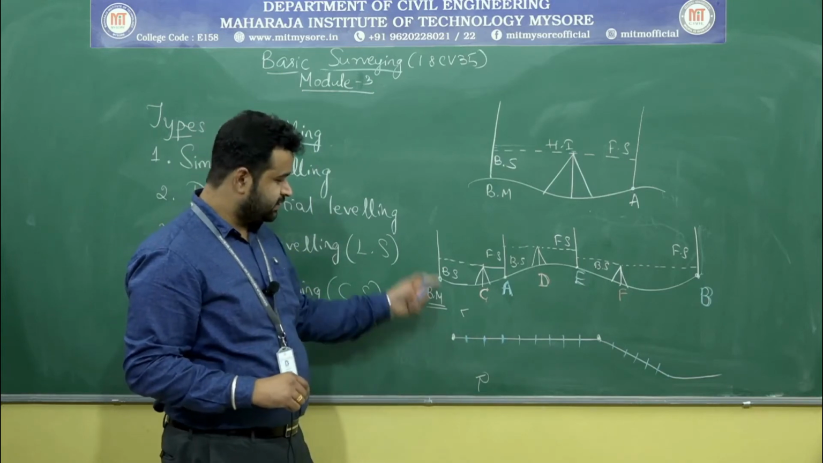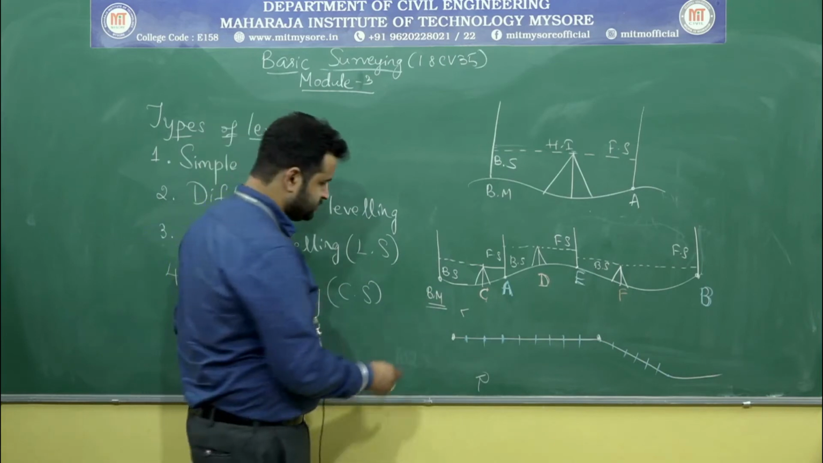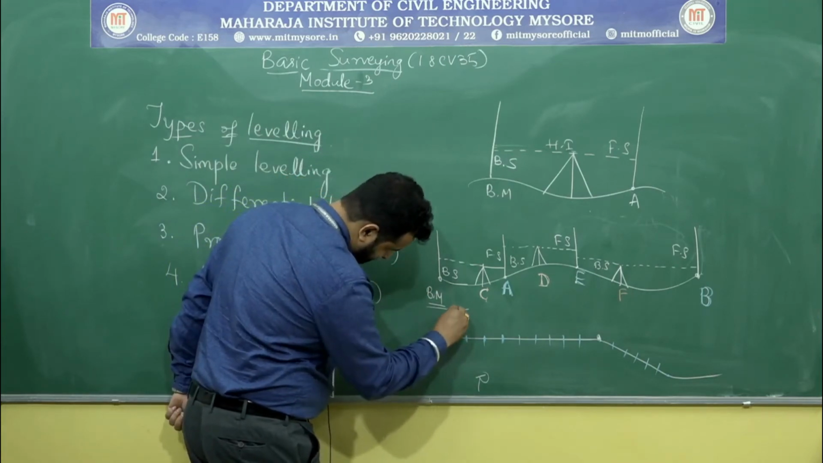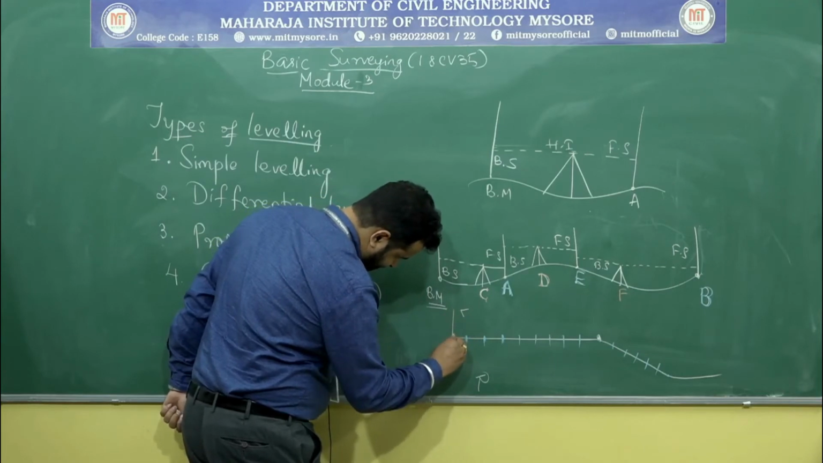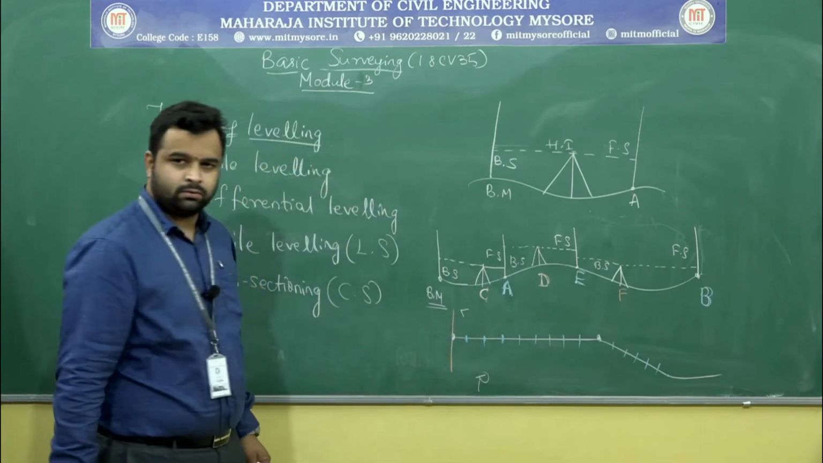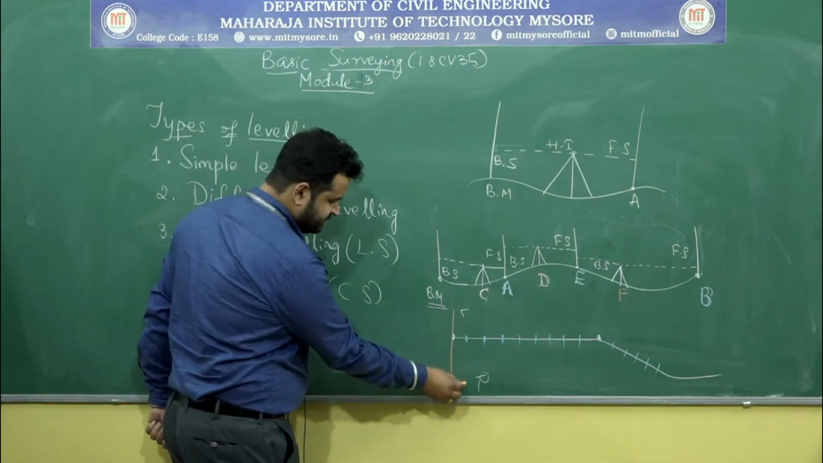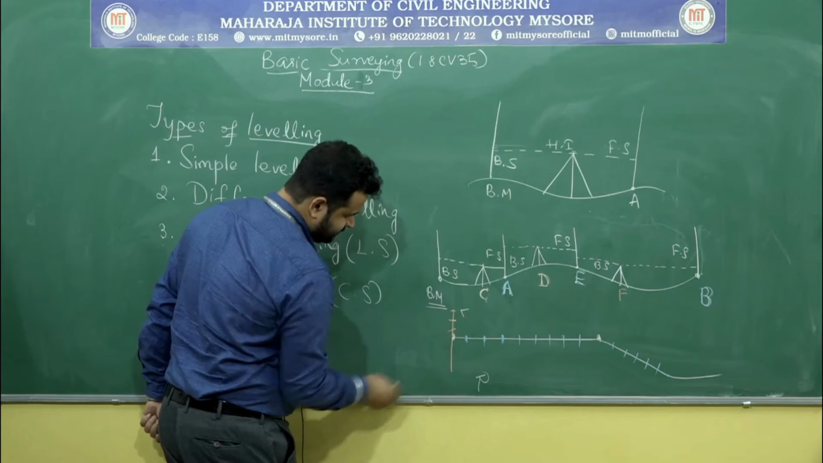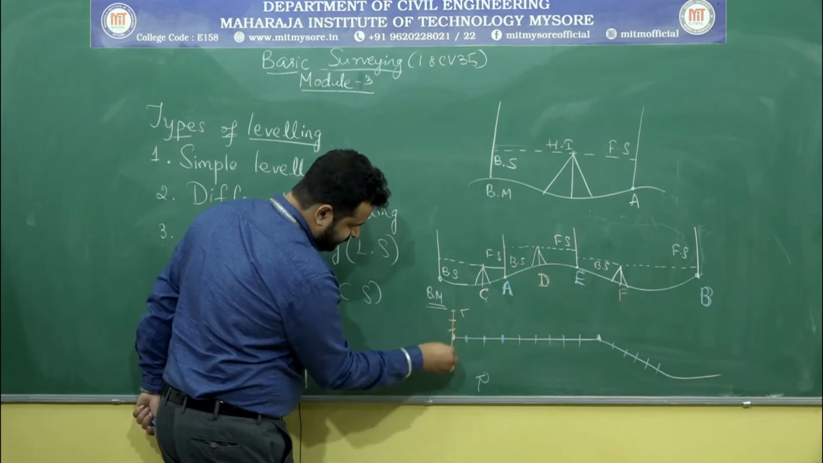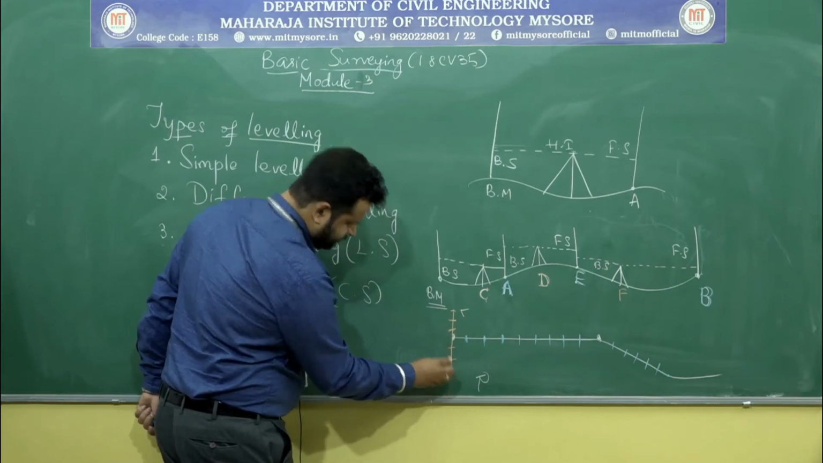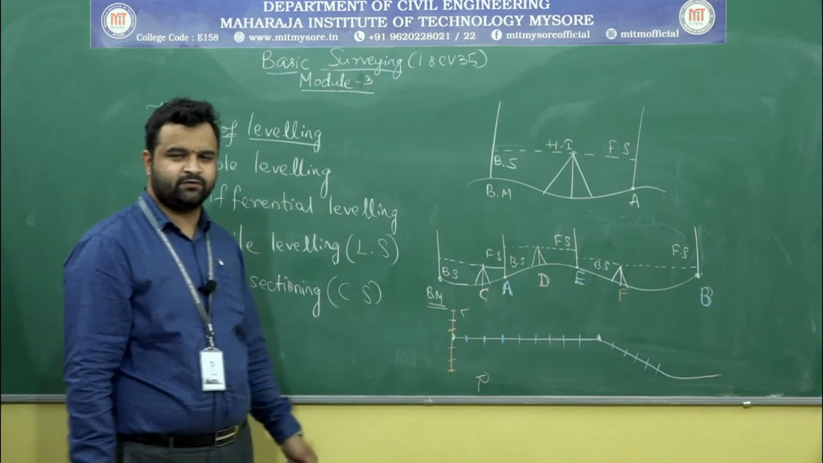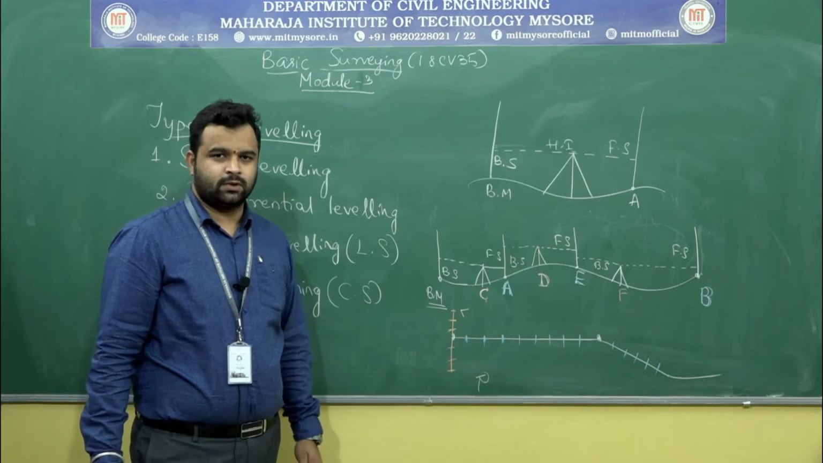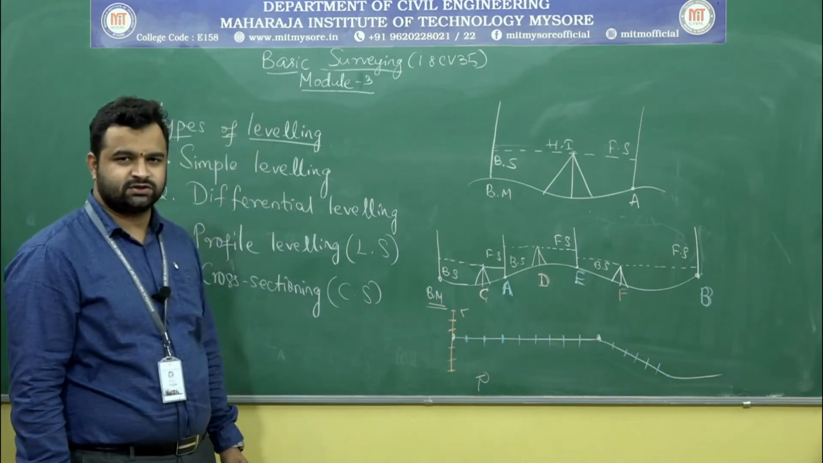Okay. When you take levels at right angles, now this is left, this is right. Again I can take staff readings at regular intervals. This also gives us the profile at right angles to the main line. I hope you have understood cross sectioning.